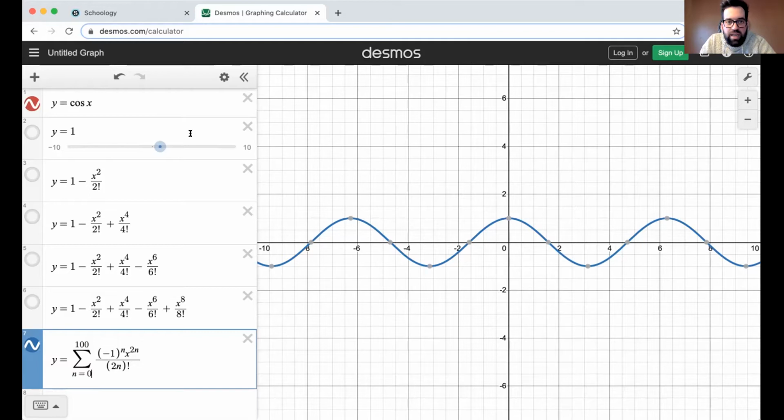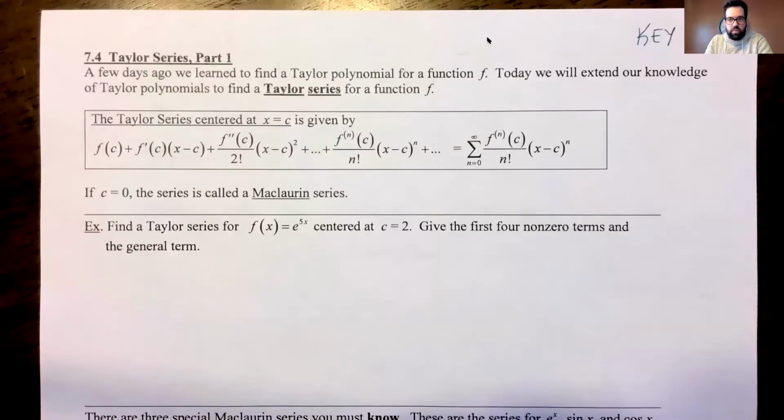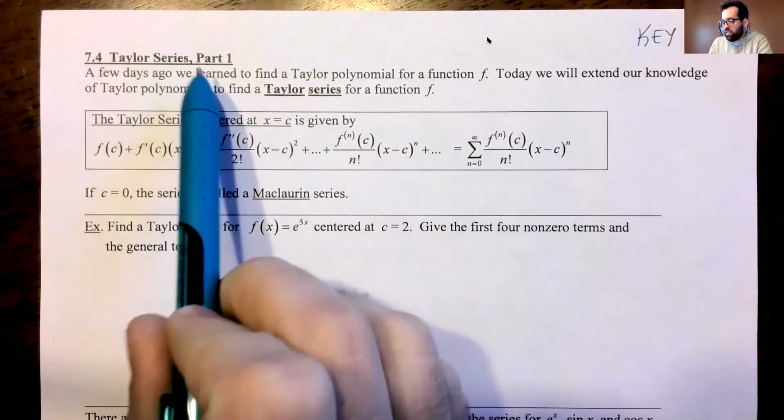So that is the preview of what we're looking at. We're just extending our idea of a Taylor polynomial to a Taylor series. And we're going to switch over to the notes. So here we go. All right, 7.4, Taylor series part 1.